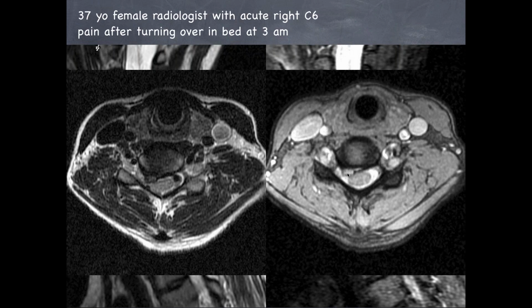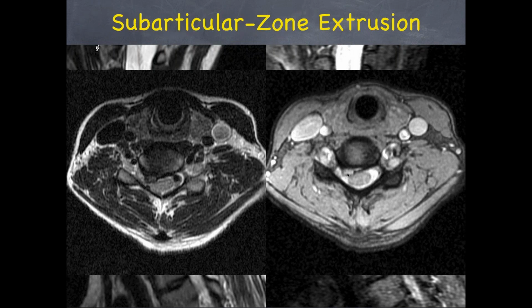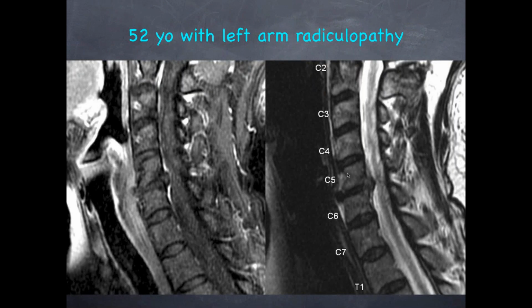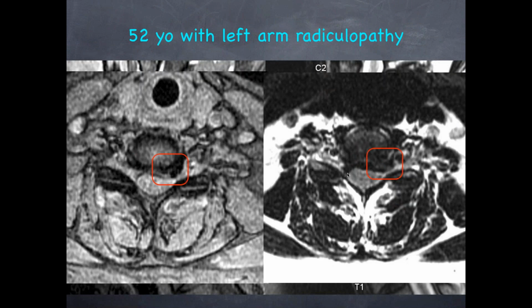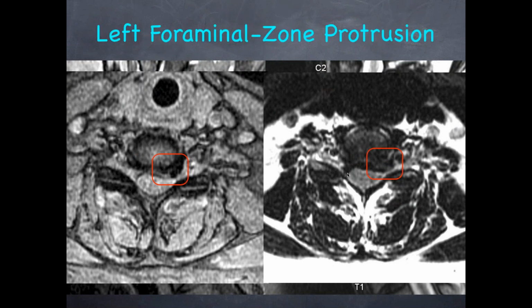We did MR scans. They looked like this. Both of them elected not to have surgery. And in about 9 months, they were pretty much asymptomatic again. But it was pretty painful for the first 3 months. So that's a subarticular-zone extrusion, left arm radiculopathy. In this patient, we can again see this is the left subarticular and foraminal zone, really compressing the nerve roots in that location.